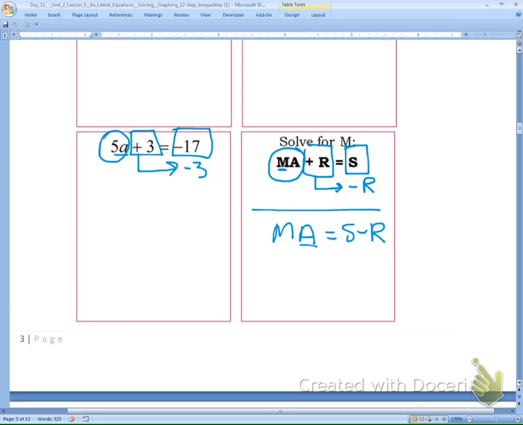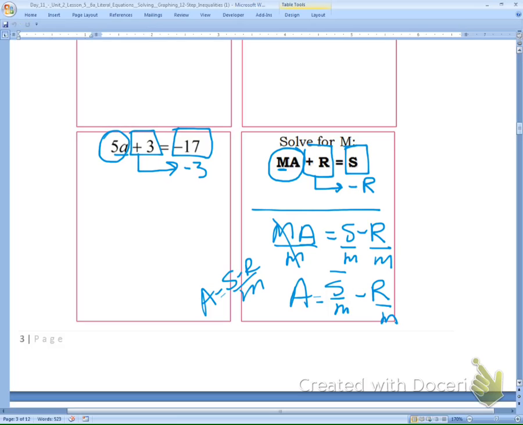A, our very important variable, is still not by itself yet. We have this m that's beside it. So what do we do? If it's beside it, we divide it. You divide every term by m. So those m's cancel out. So A would equal S over m minus R over m. If you had on your paper A is equal to S minus R over m, we would accept that as a correct answer as well. This is just the better answer right now.